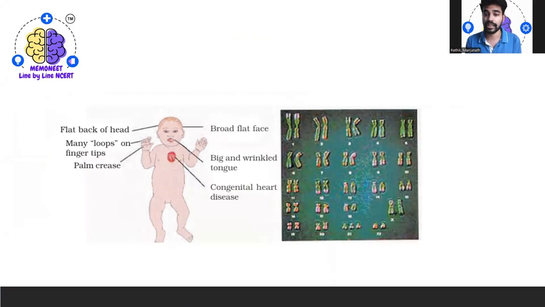So what happens in this set of chromosomes? There is an additional chromosome in the 21st out of 23 sets of chromosomes. So there are 23 pairs of chromosomes: 22 are autosomes, plus one pair of sex chromosomes. In the 21st position, say this is the first position, second position, third position, in this way, at the 21st position there is an addition of one chromosome. Because of this, you can see this kind of disorder.